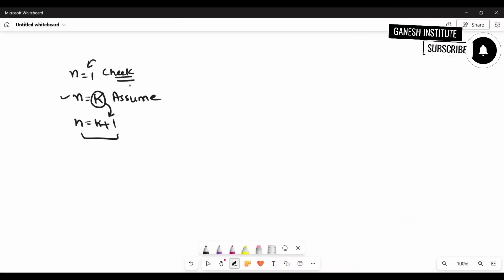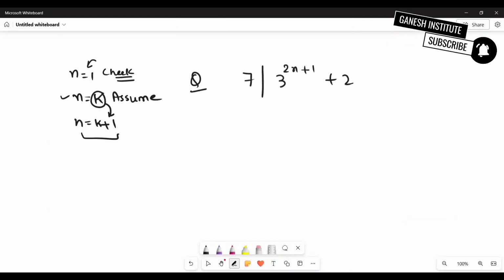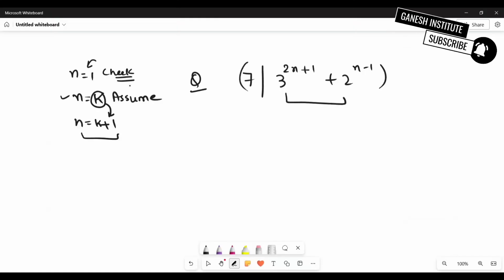So for instance, the first question, the exercise 2, which you have given to me, is that 7 divides 3 raised to the power 2n plus 1 plus 2 raised to the power n minus 1. That is, this part is divisible by 7. This you have to prove, right? So how would I do that? It's simply if I check it for n equals 1.